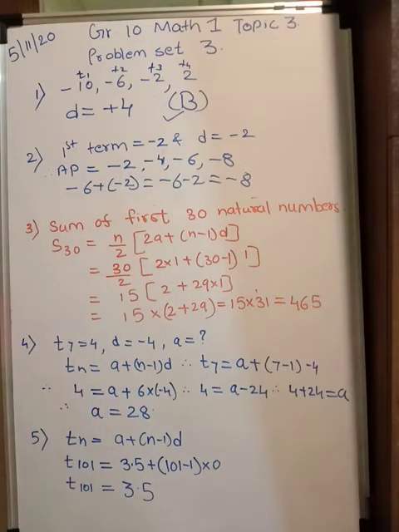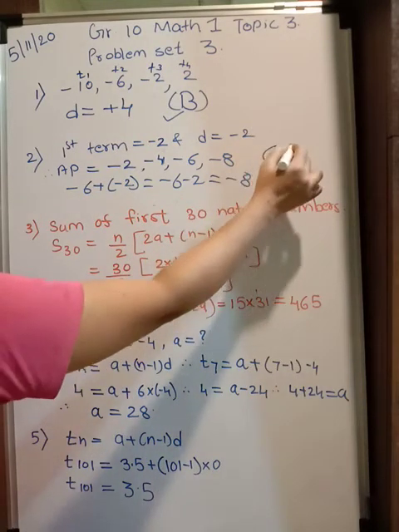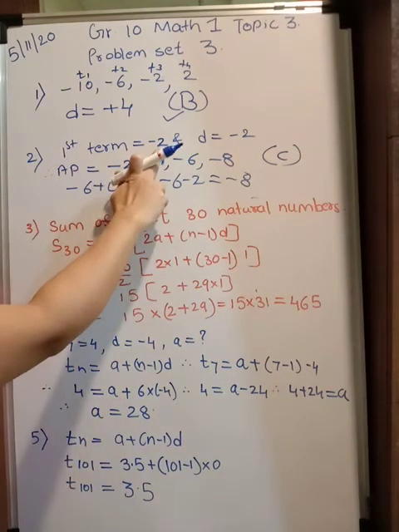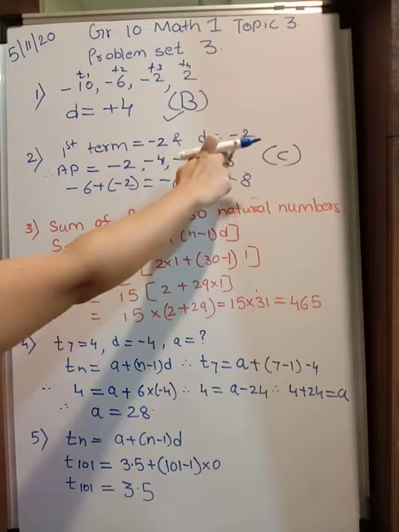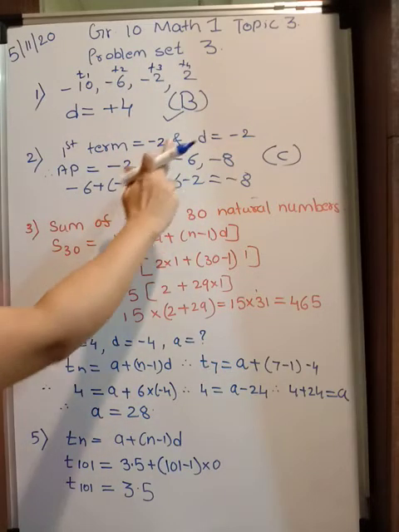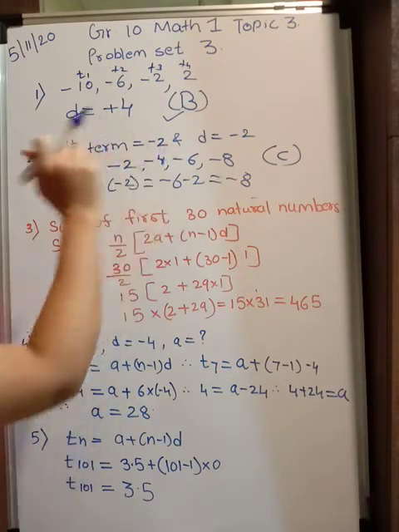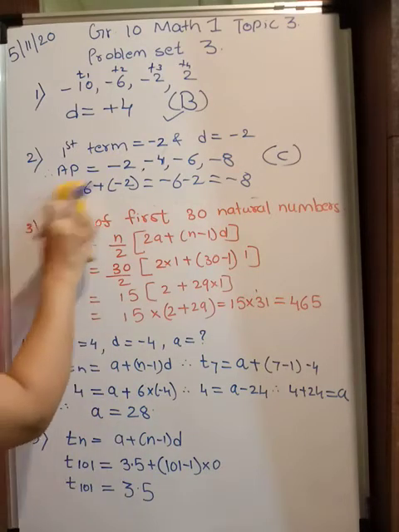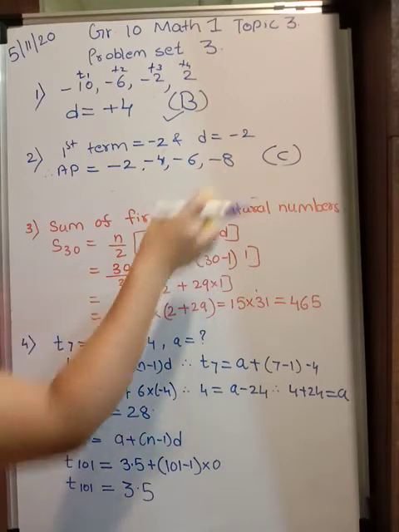So first term, second term, third term, fourth term: let us check. I think option C is correct, no? -2, -4, -6 and -8. So the correct option is C. This is the required AP. Got it? So what you can do is take the first term and continuously add the difference. So -2 plus -2 is -4. Alright, this is the required AP. The correct option is C.